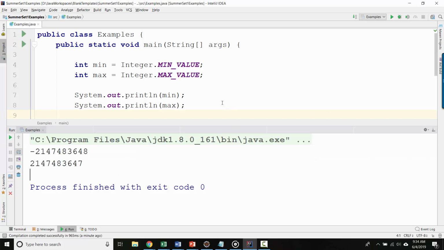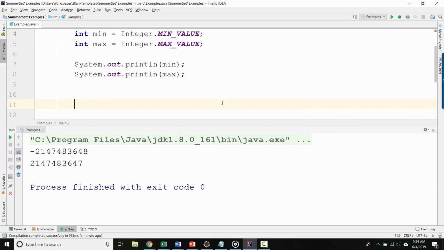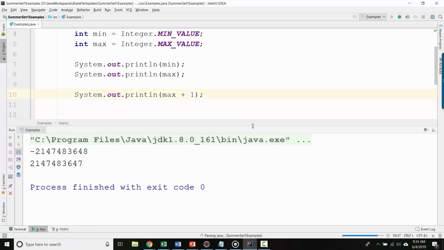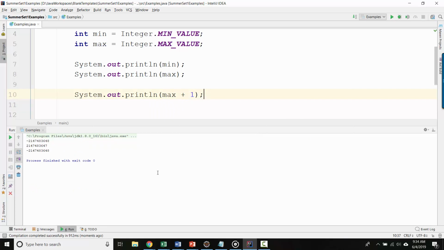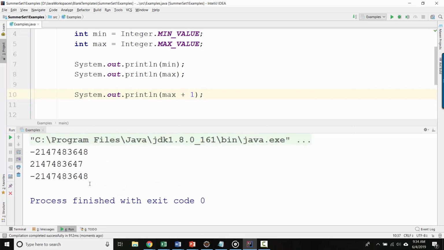Let's run another experiment. Let's see what happens when we try and add 1 to the largest possible value. So I'm going to display max plus 1. Here we go. And what you might notice is if I have the maximum possible number and I add 1, it turns into the minimum possible number. So it sort of wraps around. That's called integer overflow, and it's a really big danger to be aware of when you're trying to do calculations with ints.